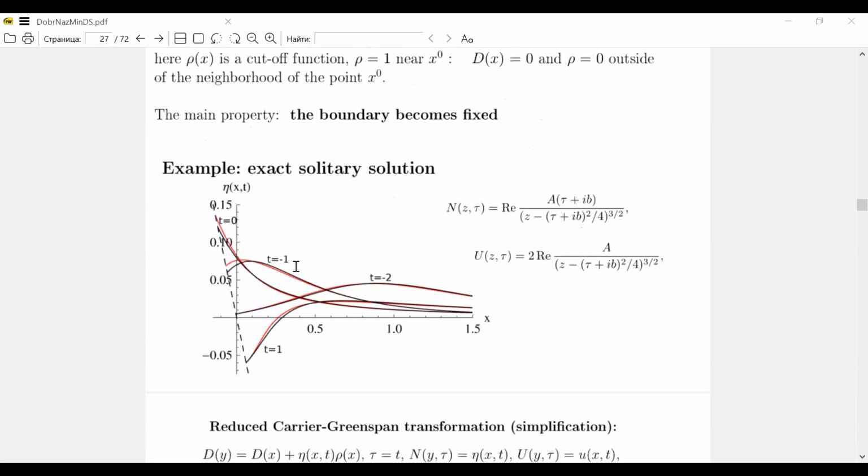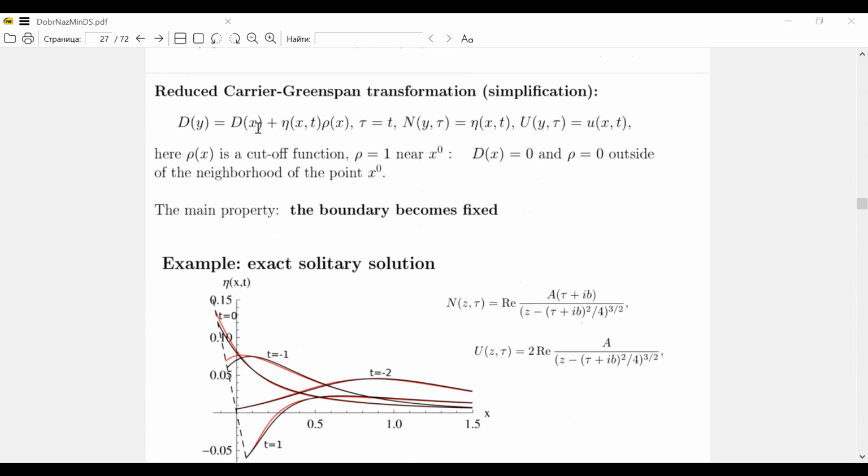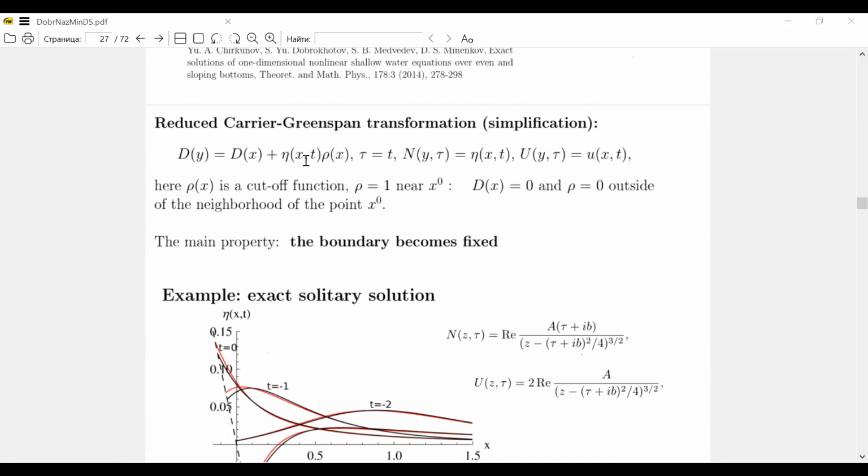Of course, this doesn't work always, but before the breaking, the complete Carrier-Greenspan transform and the modified one are all the same. So we can generalize it in such a case, and it is experimental from this picture. It's curious. It was a great surprise for us. But now we can generalize it, not uniquely, for the two-dimensional case also, because there is no velocity here.